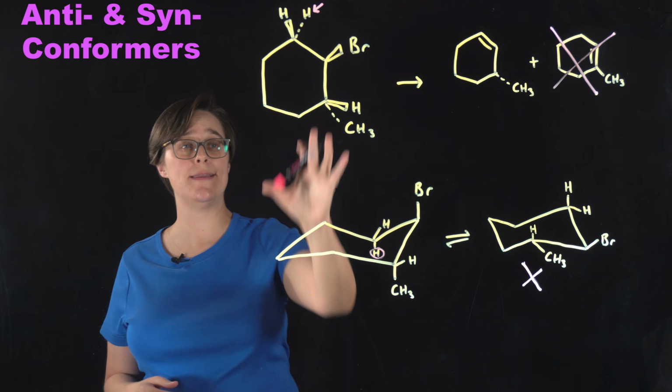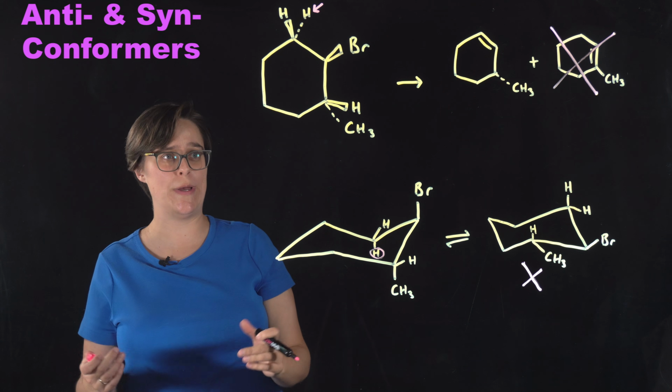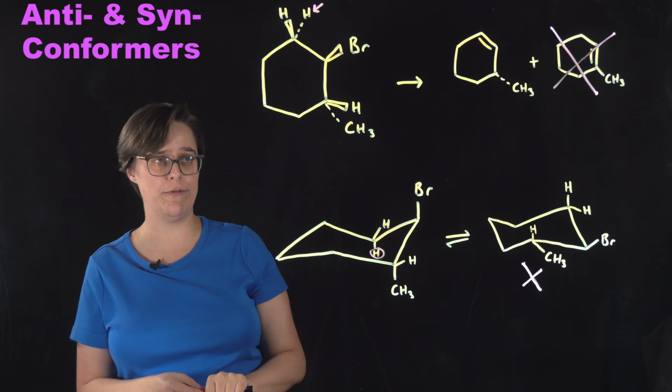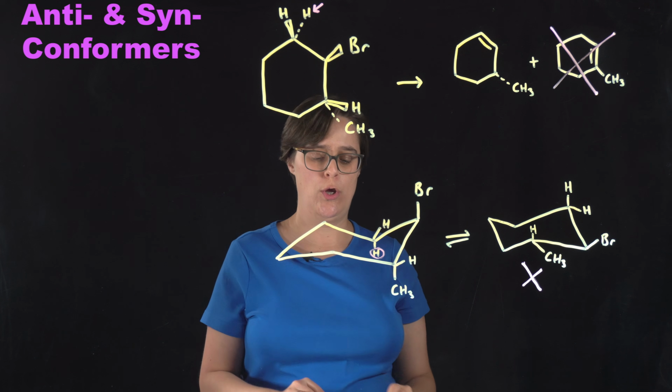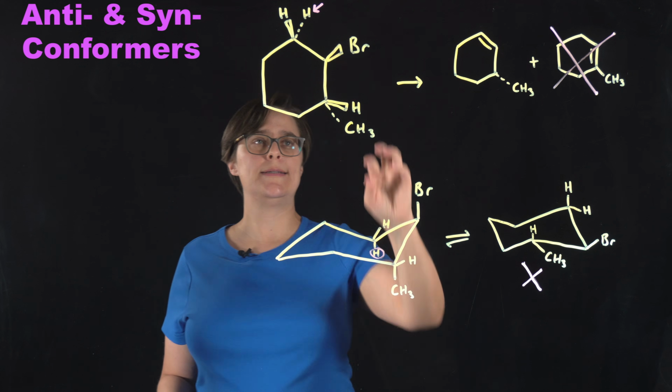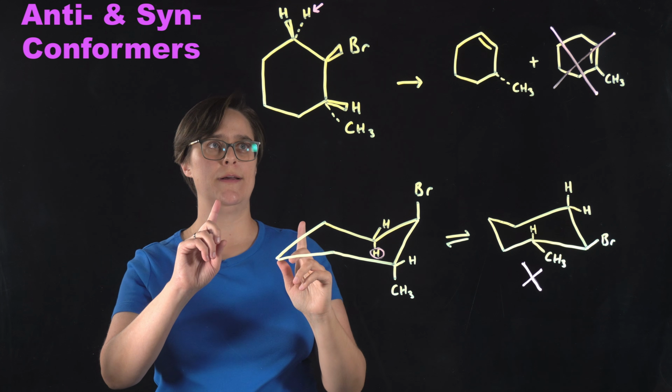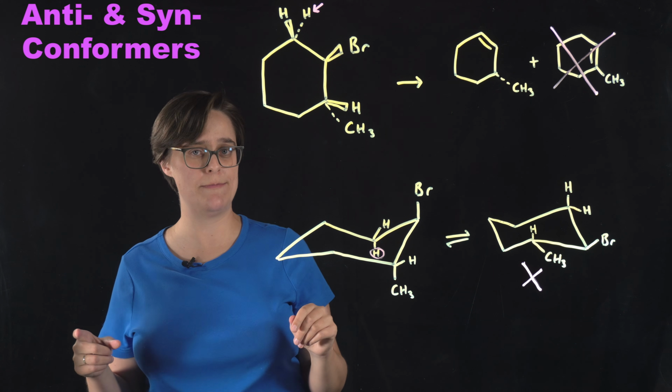When you are looking at this sort of drawing, so that you don't have to get out a molecular model kit or figure out the chair structure every time, what you want to see is that your leaving group and your hydrogen are not both on the same side of the ring.